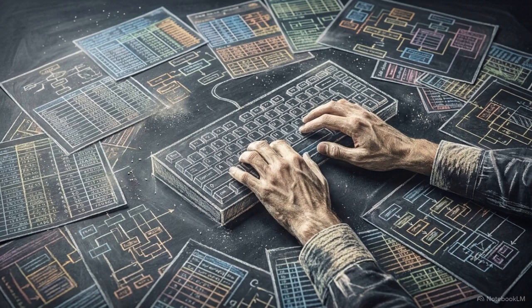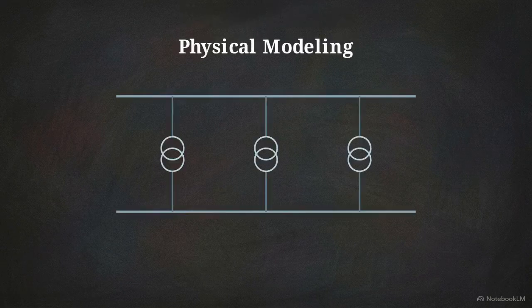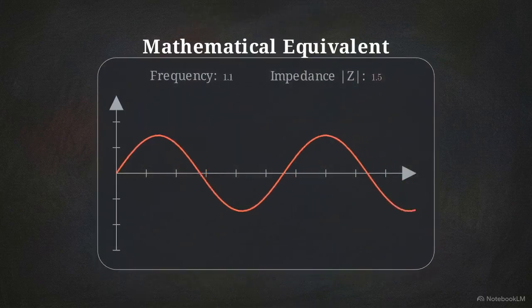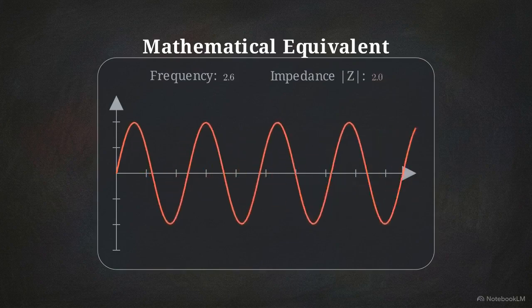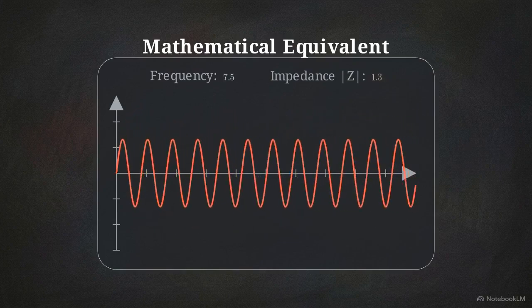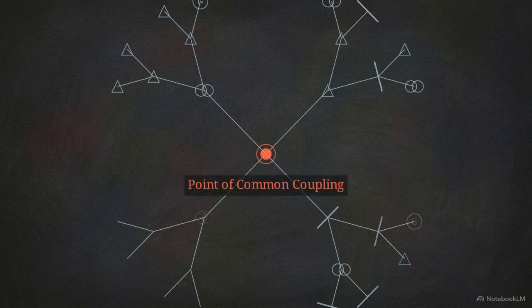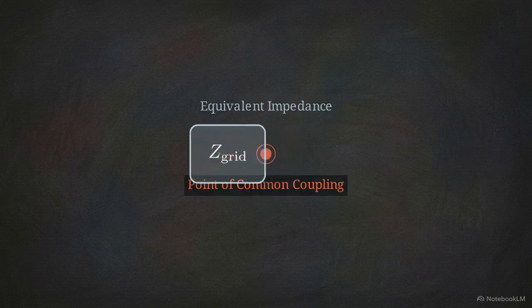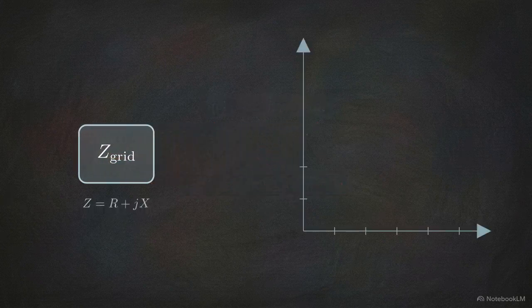logistically unfeasible. To bypass this complexity, network operators move away from physical modeling. They instead translate these unpredictable behaviors into frequency-dependent mathematical equivalents. DNOs solve the modeling problem by mathematically collapsing the complex upstream network down to a single point, the point of common coupling. This collapsed metric is the equivalent impedance.